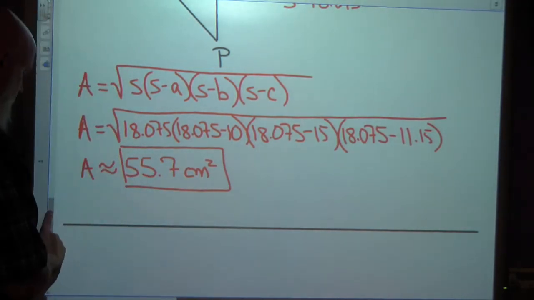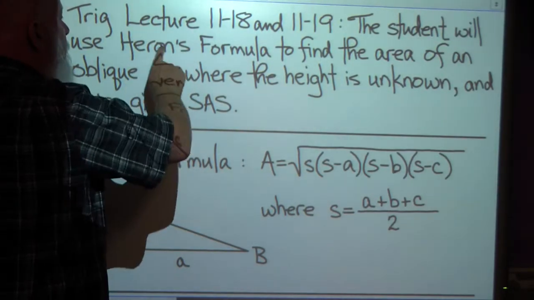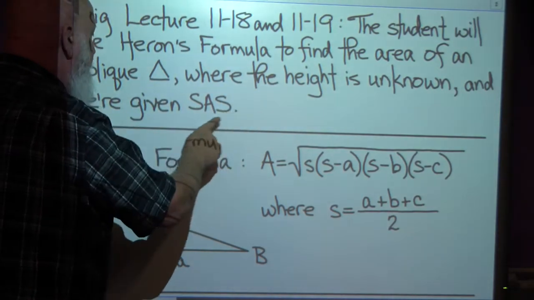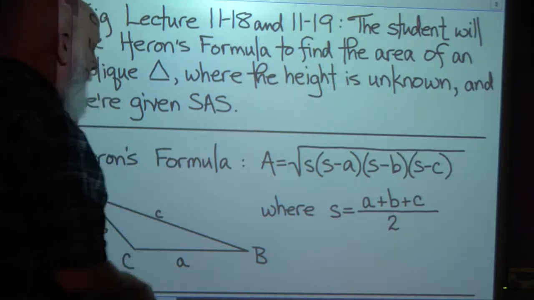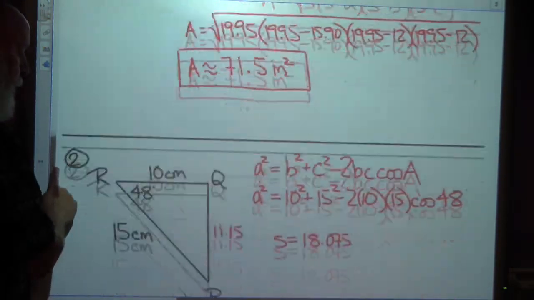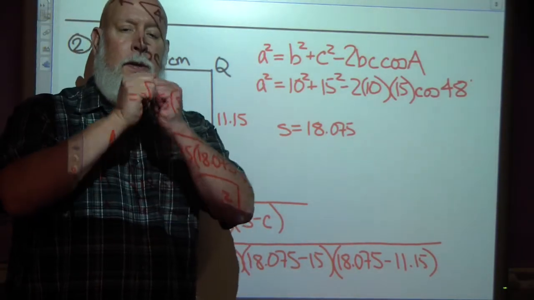So there we are. We are using Heron's formula. We're finding the area of an oblique triangle. We don't know the height, but we do know side, angle, side. Side, angle, side. Side, angle, side. You can do this. Just take a deep breath.